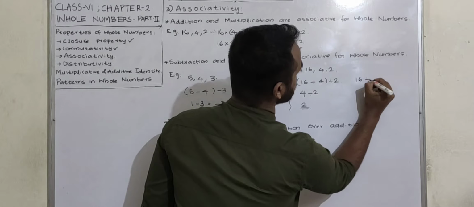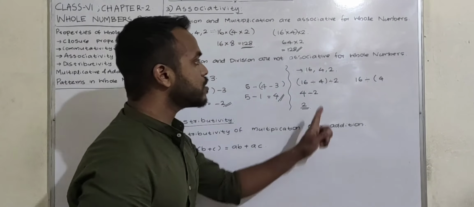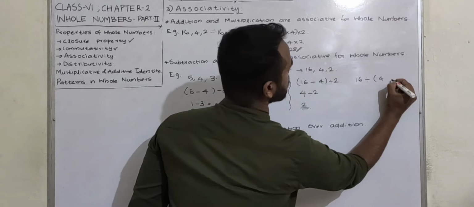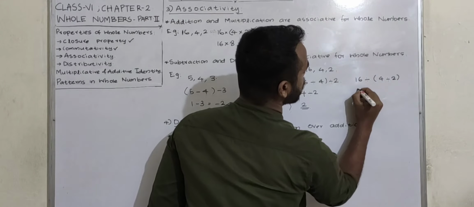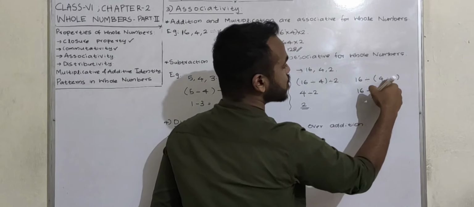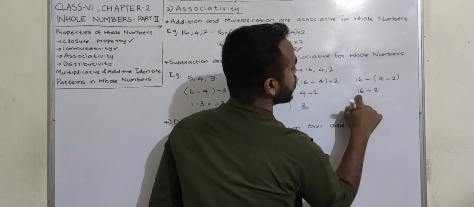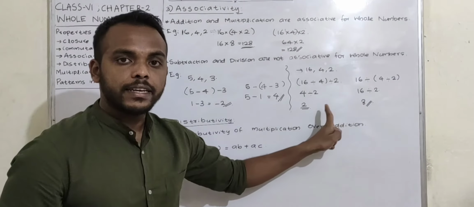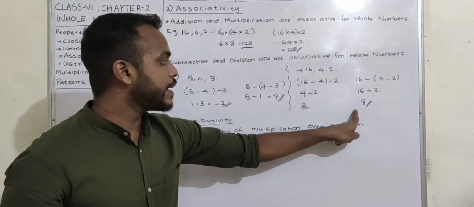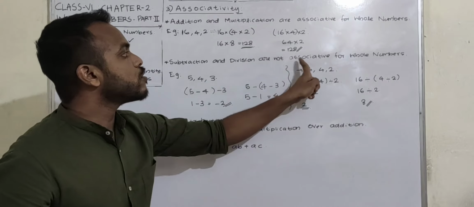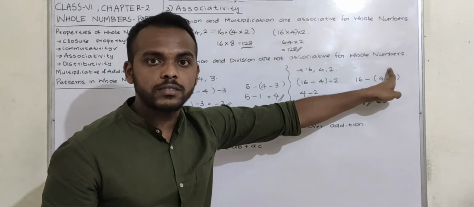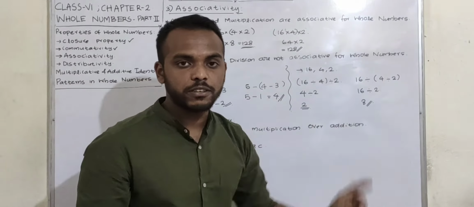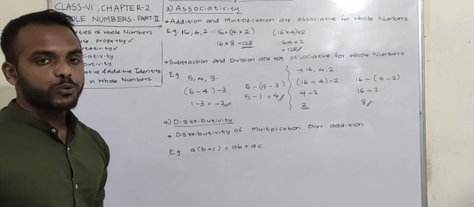So it is 16 by 4. Which numbers should we calculate first? Yes, the second term and third term. The second term is 4 divided by 2. So it becomes 16 divided by, what is 4 by 2? It is 2. What is 16 by 2? It's 8. So are they the same answer? No. Then we can say division is also not associative for whole numbers. In short, you can summarize as subtraction and division are not associative for whole numbers. I hope you understood this one.